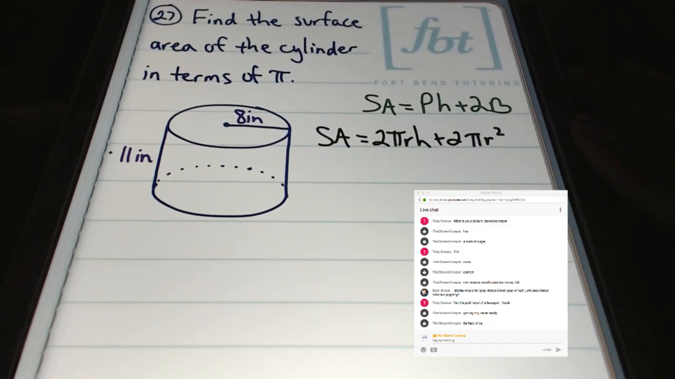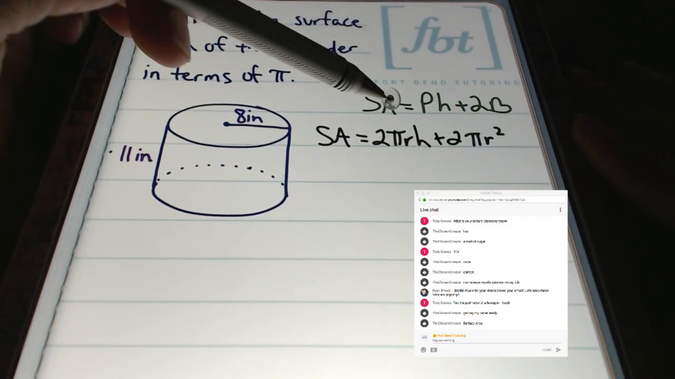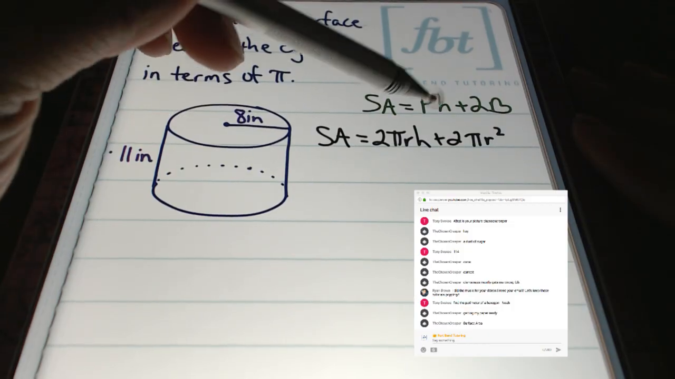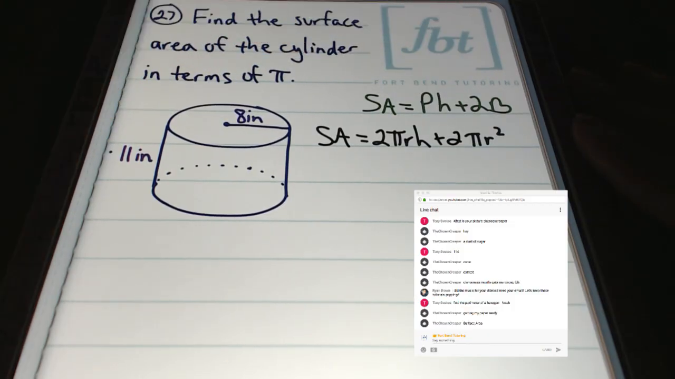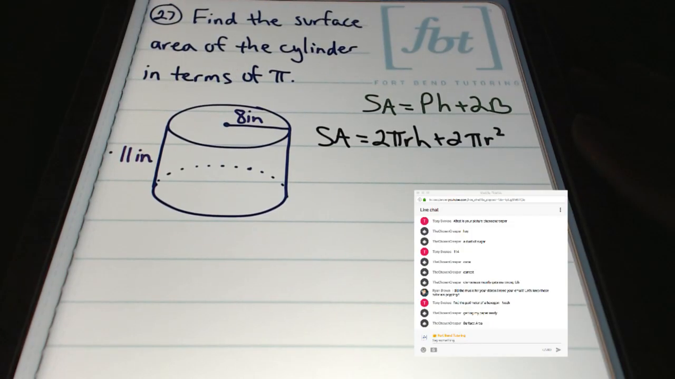So all I'm doing here is defining the fact that since I'm dealing with a circle, the perimeter is equivalent to the circumference of the circle, times the height, plus 2 times the area of the base, which happens to be a circle, and the area of a circle is pi r squared. So we end up with this formula right here.